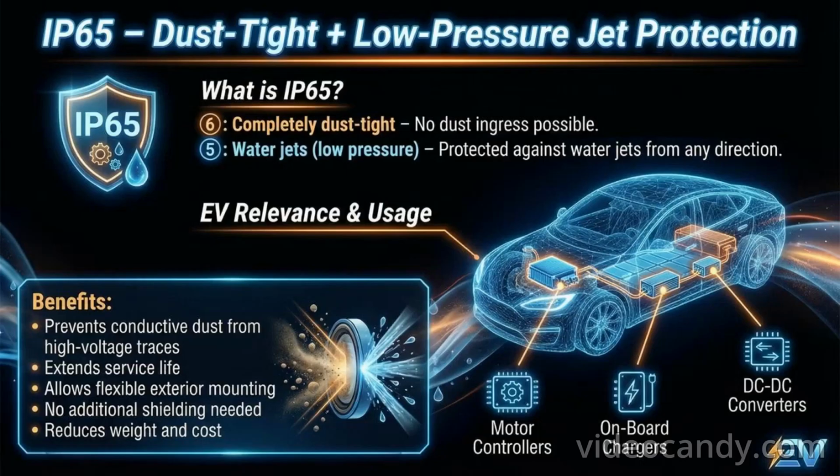Mid-range IP grades: IP65 is the dust-tight, low-pressure guard. IP65 delivers full dust exclusion plus survivability under low-pressure water jets from any angle. Inside EVs, this rating is targeted at motor controllers, onboard chargers, and DC-DC converters positioned beneath body panels where road spray and cleaning hoses are likely. The gasket-level seal prevents conductive dust from reaching high-voltage traces, extending service life while allowing flexible exterior mounting without additional shielding, thus trimming weight and cost.